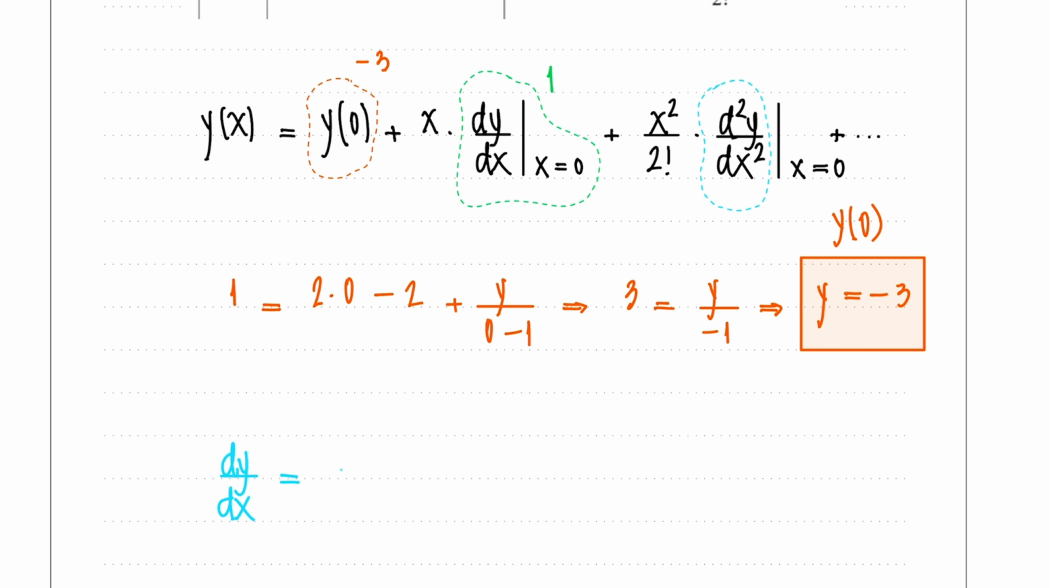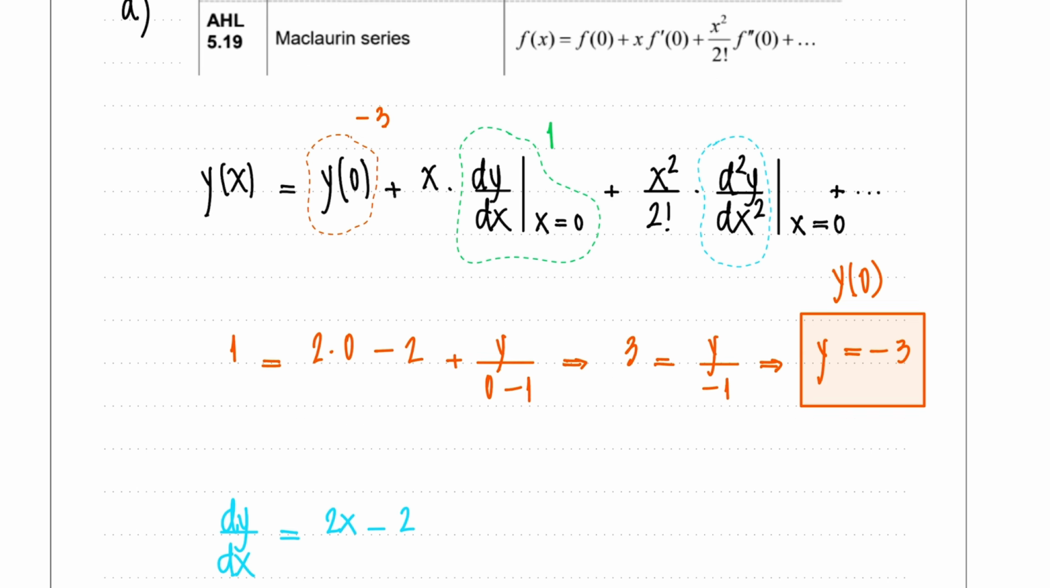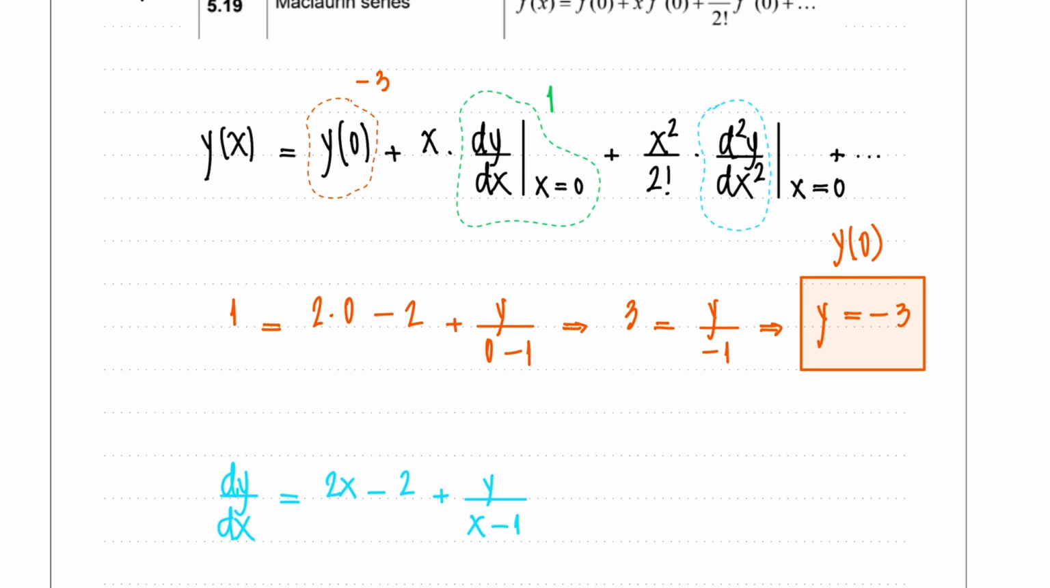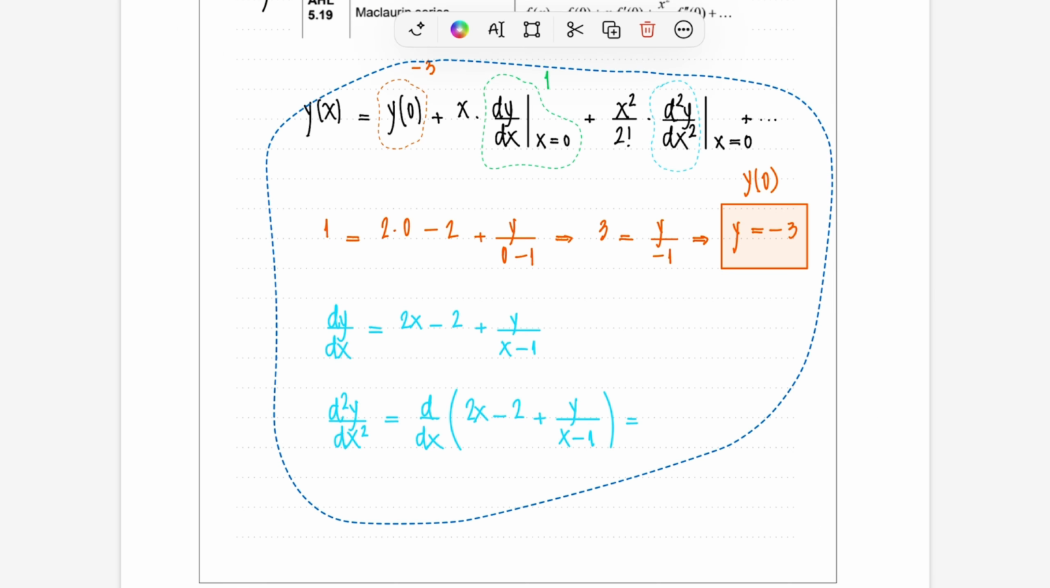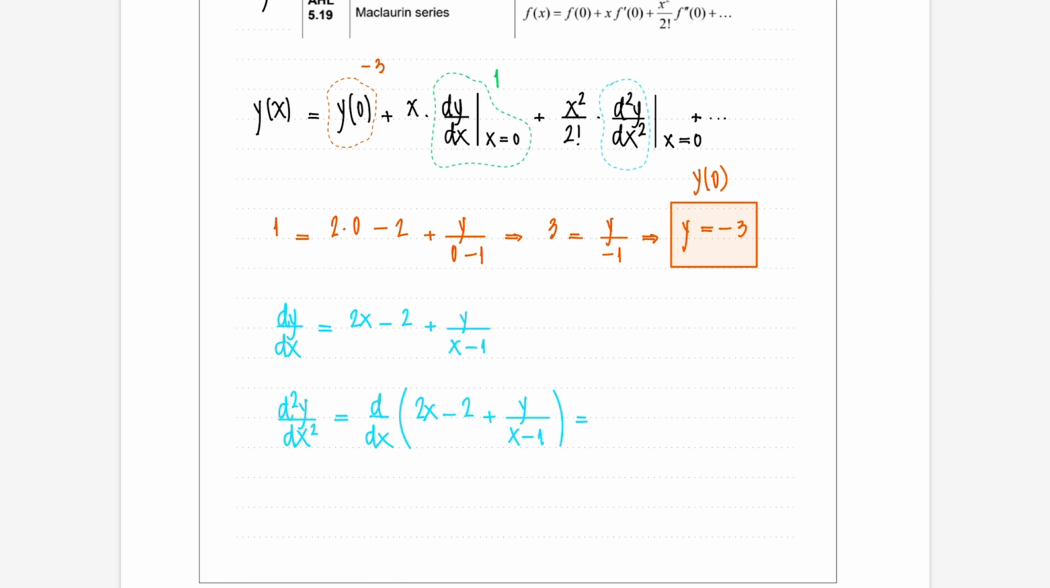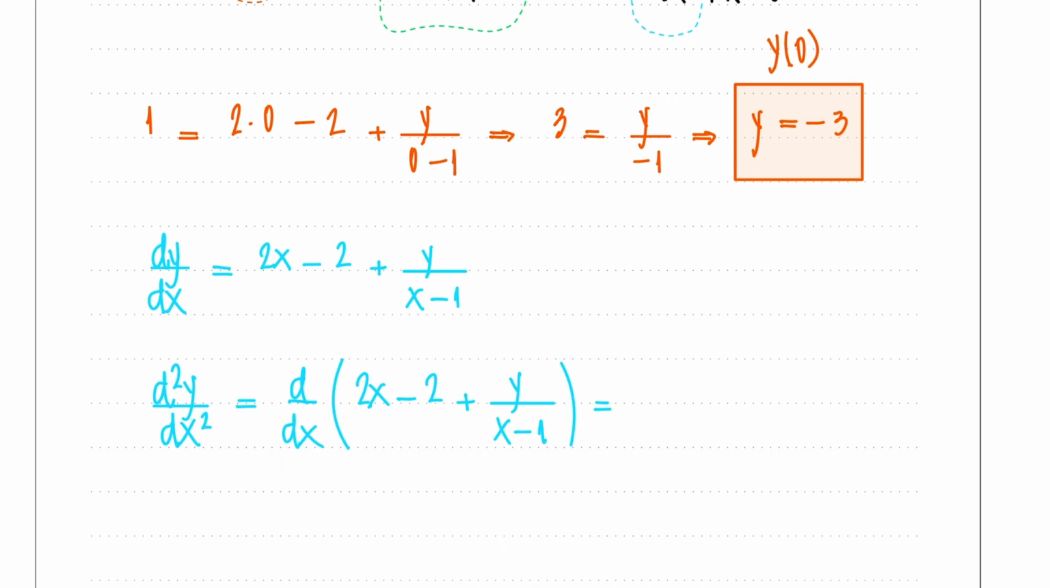If we know that dy/dx is equal to 2x minus 2 plus y over x minus 1, then we need to differentiate it again with respect to x to find the second-order derivative. Now, finding the derivative of the first two terms is quite easy. For this one, it's just 2. For this one, it is 0. However, for the last one, we need to use the quotient rule, which will give us the following.